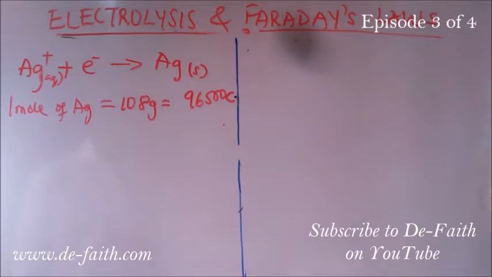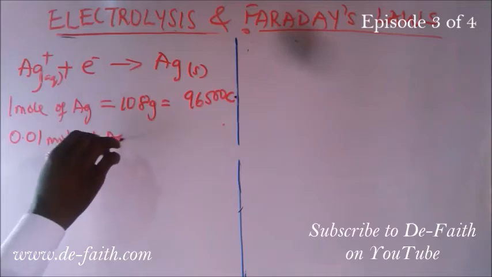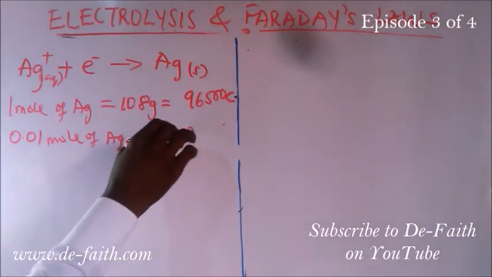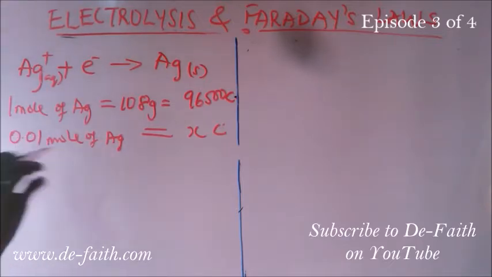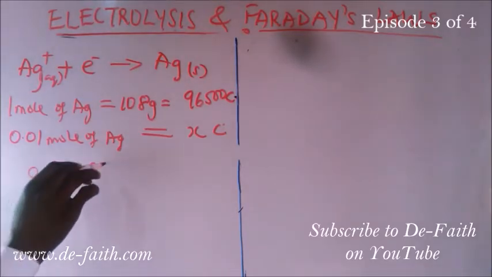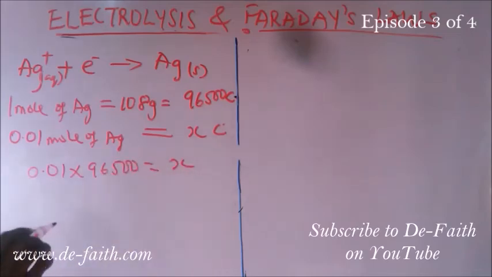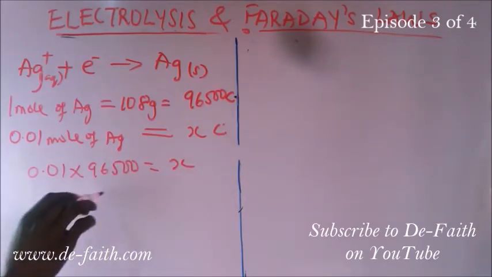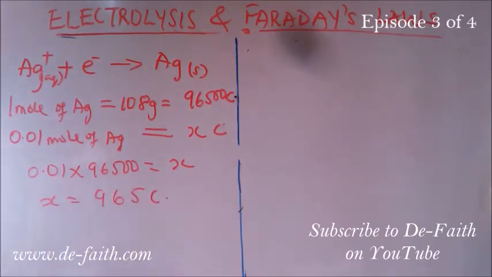Here is 1 Faraday. Alright, so when we have 0.01 mole of silver, what is the quantity of electricity that will be required to form it? When we cross multiply, 0.01 multiplies 96,500. So 0.01 times 96,500 equal to 1 multiplies x, and that's x. And so when we multiply this, x equal to 965. So that is the quantity of electricity.